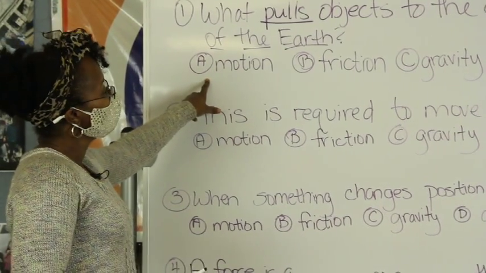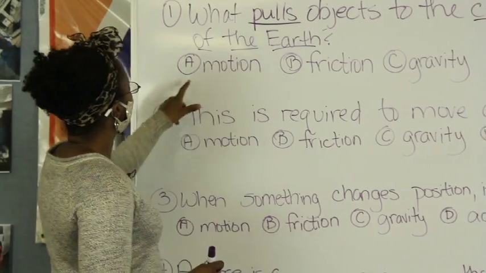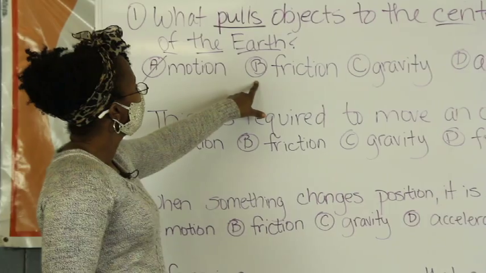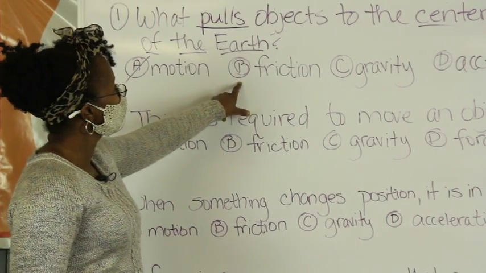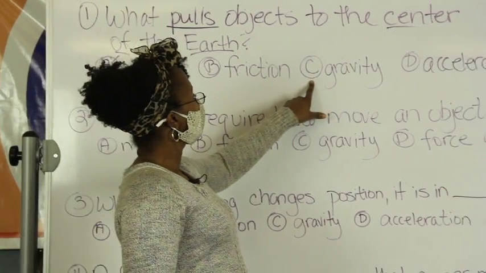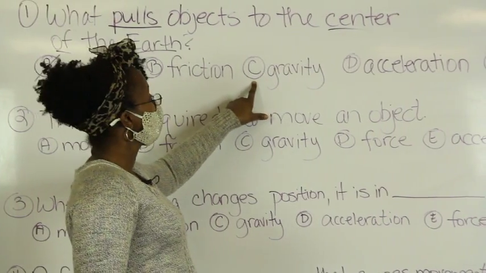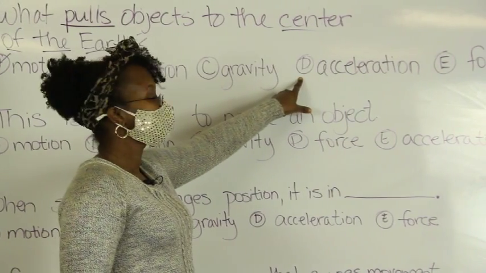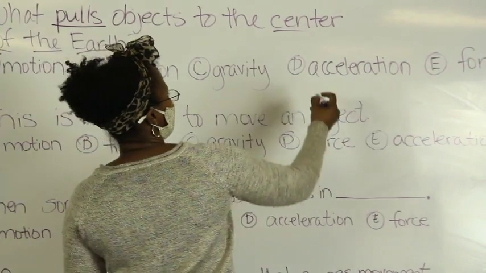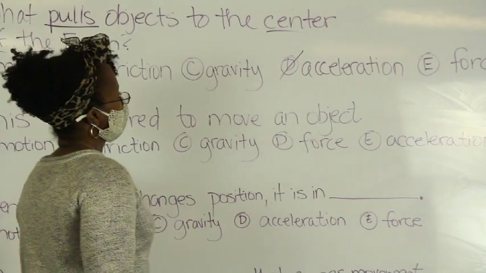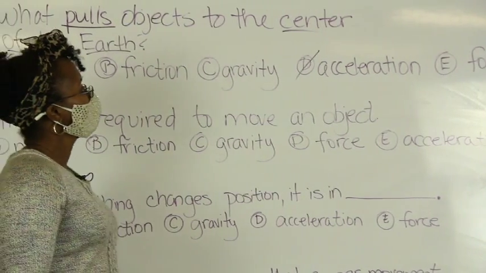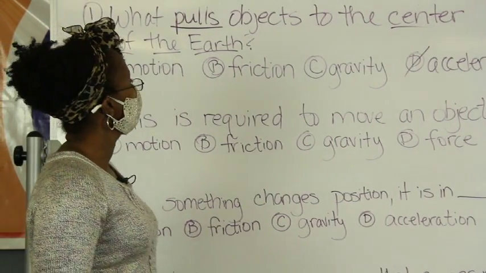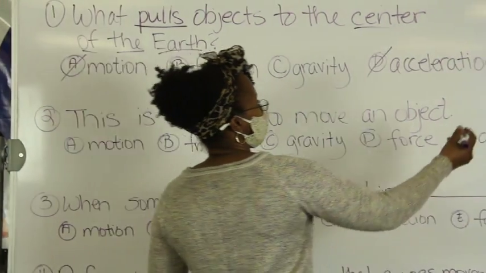Motion. Motion doesn't necessarily have to do with earth. So I'm going to mark that one out. Friction. Let's keep friction for now. Gravity definitely has to do with the center of the earth. Acceleration. If you remember what acceleration is, it's when things speed up, and that doesn't really have much to do with the earth. So it's not very specific. And force. Force is not very specific to the earth either. At this point, there's others that are more specific.